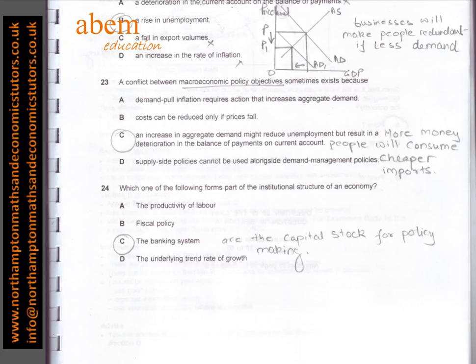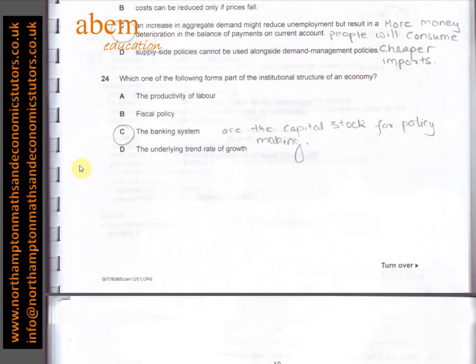In question number 23, a conflict between macroeconomic policy objectives sometimes exists. Why? Because of answer C. More money, people will consume cheaper imports, causing unemployment. So an increase in aggregate demand might reduce unemployment but result in a deterioration in the balance of payments on current account. Question number 24, C, the banking system and the capital stock for policy making in an economy.